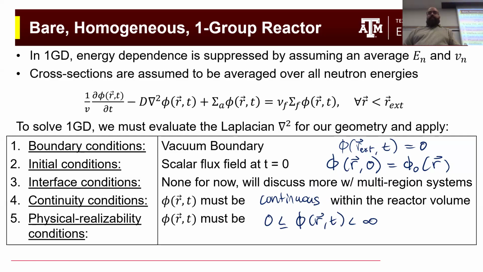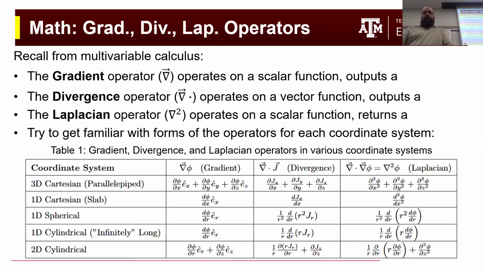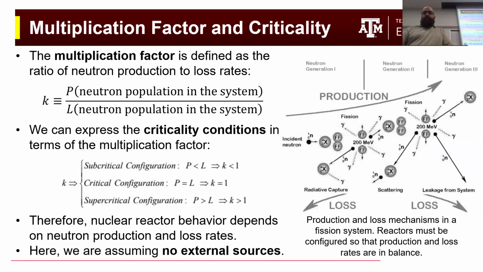So this is our good summary equation, a summary slide for one group diffusion. Sorry, I have that slide twice. This is just reminding us how we can think about multiplication factor and the concept of criticality. The simplest way to think about multiplication factor is your production rate over your loss rate. Based on the value of K, we can talk about what my multiplication factor is.